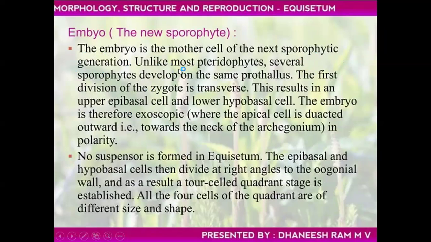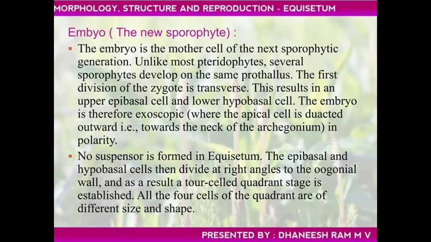Unlike most pteridophytes, here several sporophytes develop on the same prothallus. As fertilization happens on the prothallus, the embryo also develops on the prothallus. As there are many archegonia getting fertilized here, we can see the development of many sporophytes on the same prothallus. So how is this embryo developed?